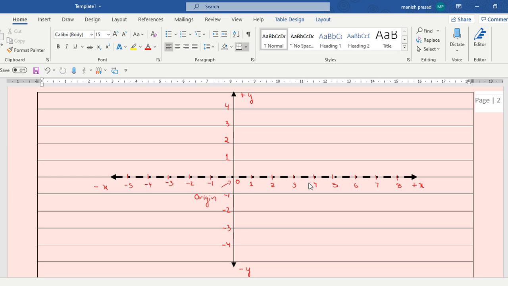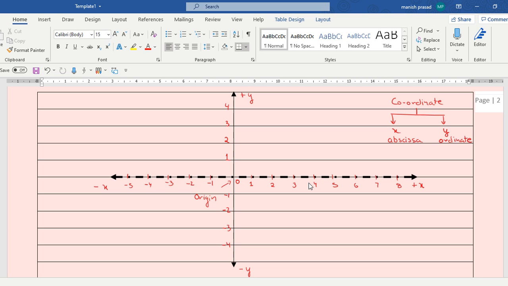This is known as coordinate geometry. Now, let's look at why the name coordinate. A coordinate is made up of two things: the value of x, and the value of y. The value of x is also known as the abscissa, and the value of y is also known as the ordinate.